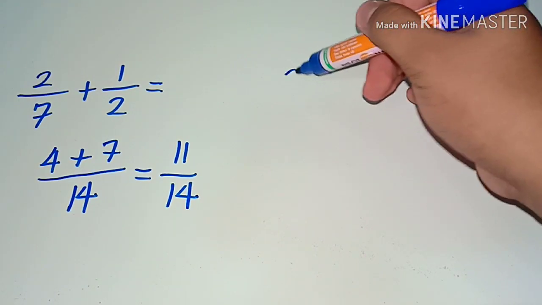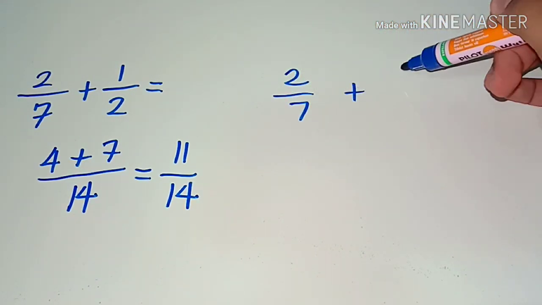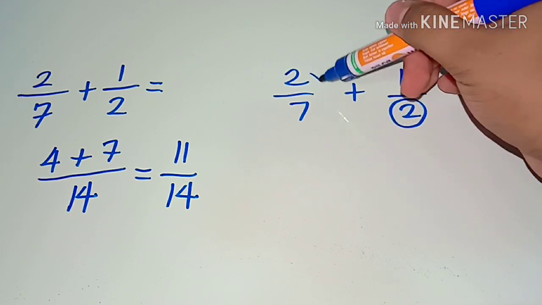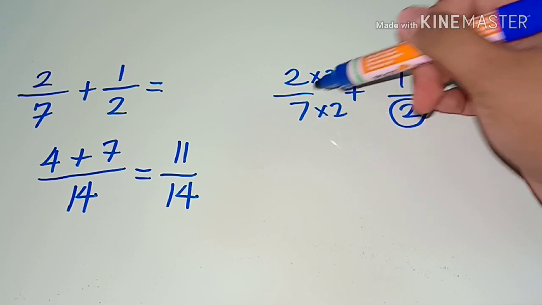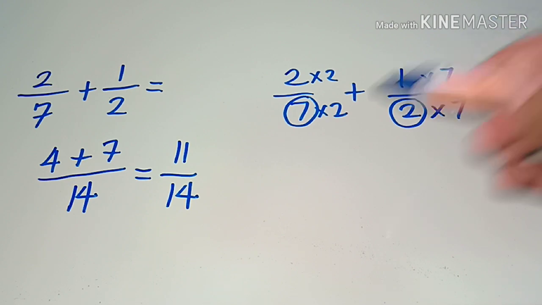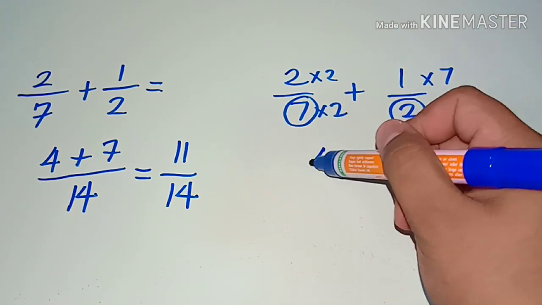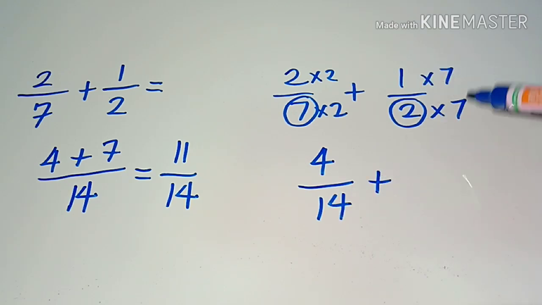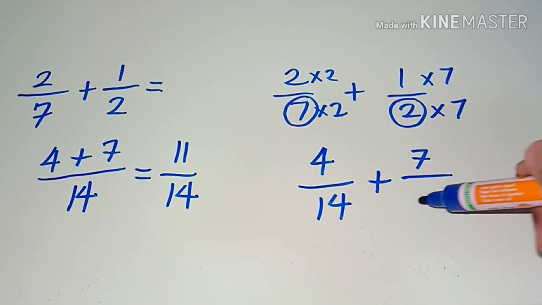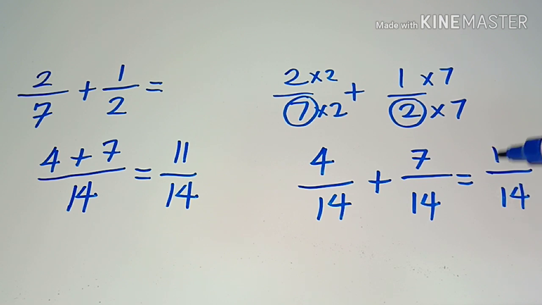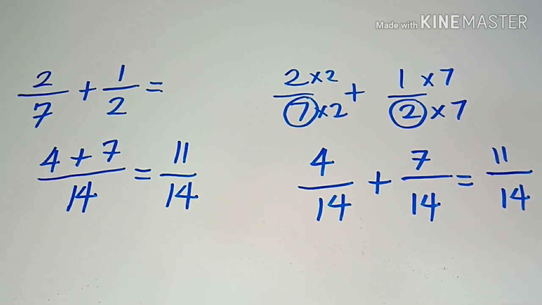Another way is by multiplying each side by the denominator of the other one. So we use 2 to multiply here, and we use 7 to multiply on this part. That means 2 times 2 is 4, 7 times 2 is 14, plus 1 times 7 is 7, 7 times 2 is 14. If the denominators are the same already, you just copy it and add only the numerator, which is 4 plus 7 will give you 11.